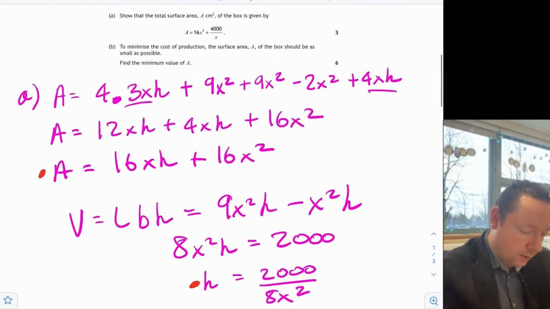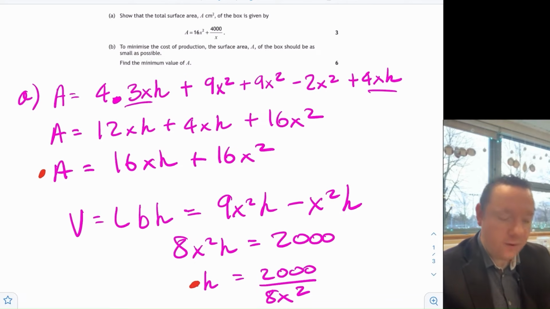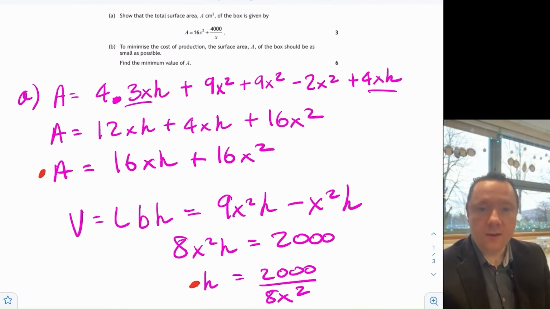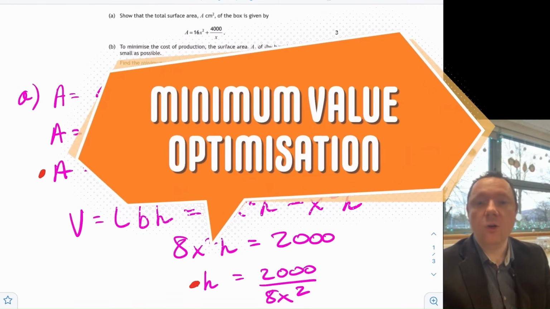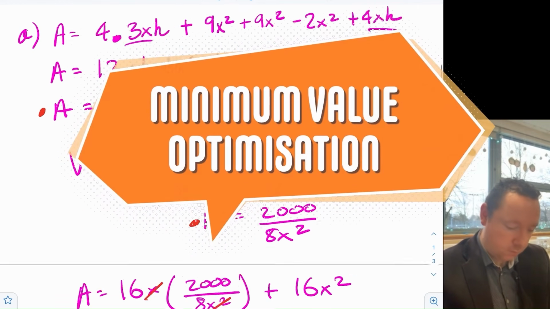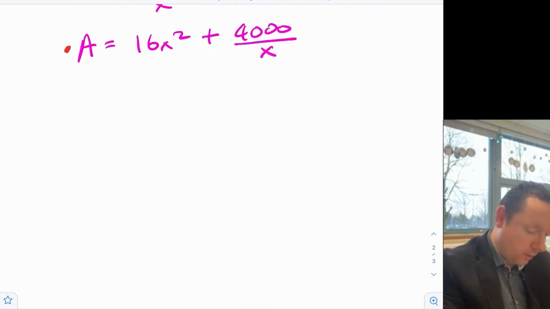Part B said, to minimize the cost of production, the surface area A of the box should be as small as possible. Find the minimum value of A. Minimum value optimization. Let's jump straight in. So part B, I want to optimize the area.